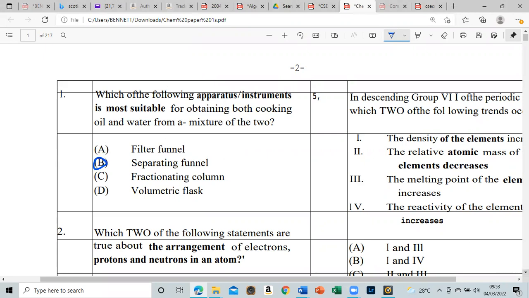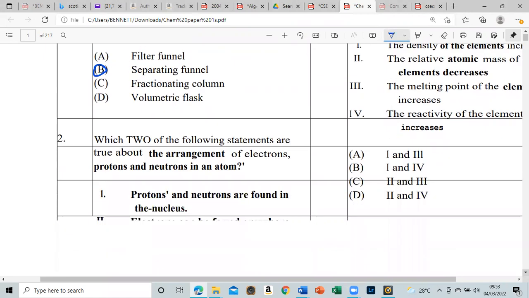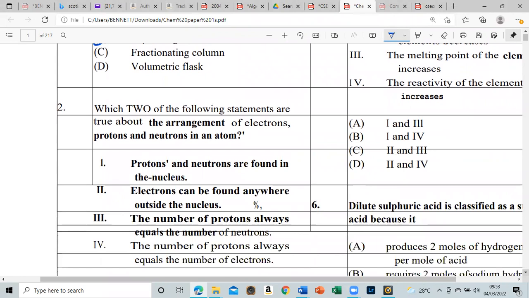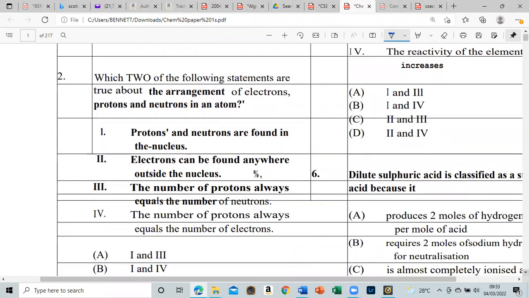Number two says, which of the following statements are true about the arrangement of electrons, protons, neutrons in an atom? One says protons and neutrons are found in the nucleus. Two, electrons can be found anywhere outside the nucleus. Three, the number of protons is always equal to the number of neutrons. And four, the number of protons is always equal to the number of electrons.